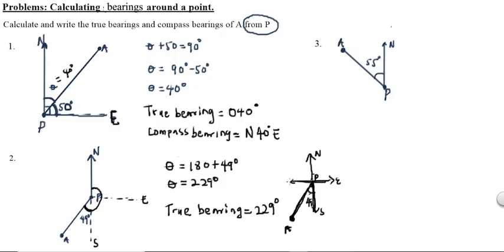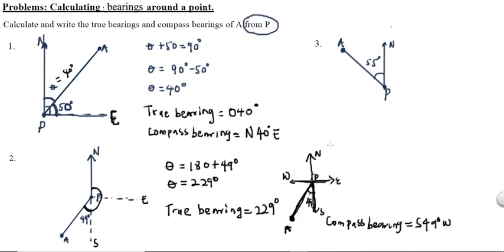Since the south is moving towards the west here, our compass bearing can be written as compass bearing equal to south, and then south is moving towards the west in a clockwise direction by 49 degrees. So this is 49 degrees, and then west. So we have south 49 degrees west. So that's it for the true bearing and compass bearing of example 2.